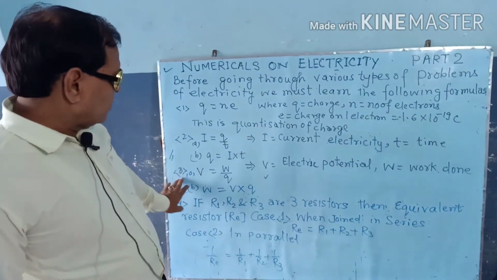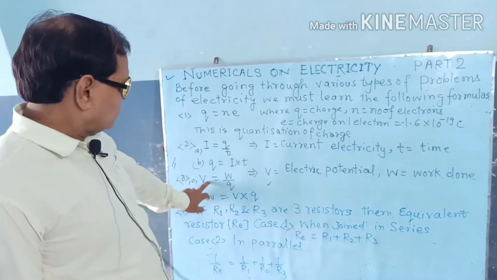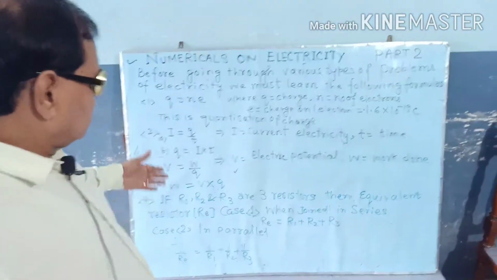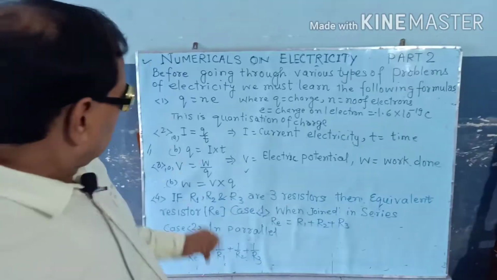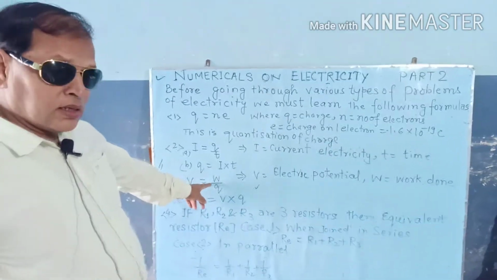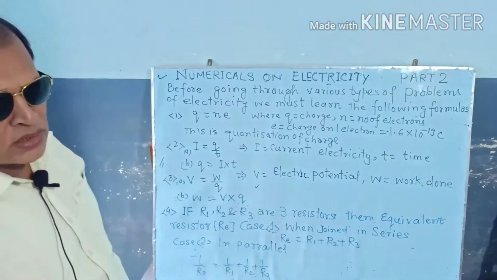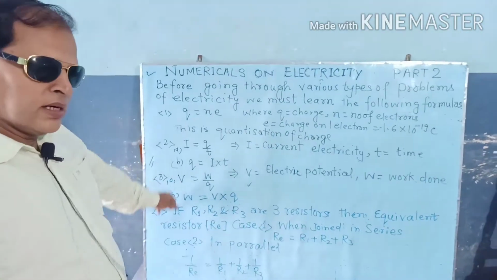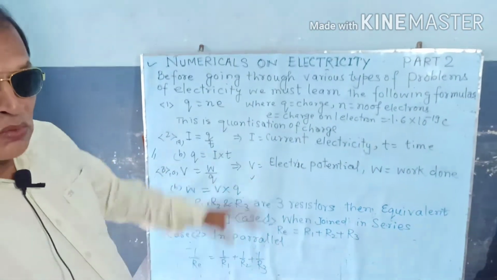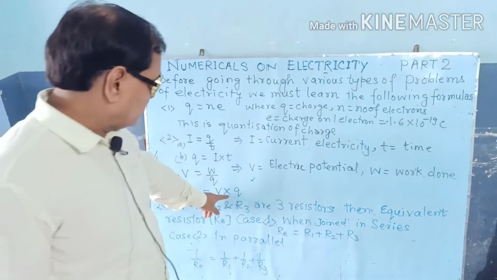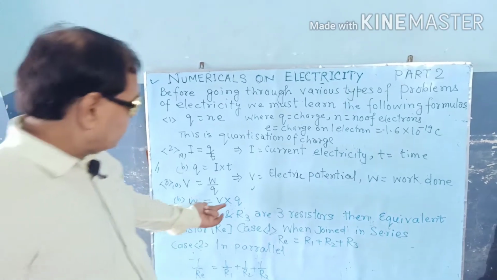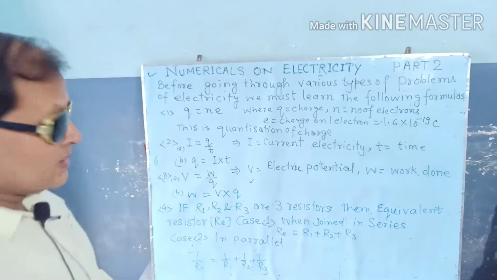Now come to the third formula, V is equal to W by Q. It was already taught in the theory part, in the definition of electric potential. V stands for electric potential and W is the work done. If in your problem the work done W and the total charge are given, then you can calculate the electric potential. Likewise, the total work done can be calculated if the electric potential and charge are given. The left hand quantity is to be calculated with the help of the given right hand quantities.